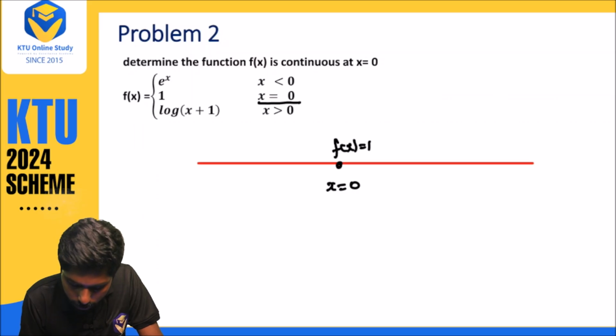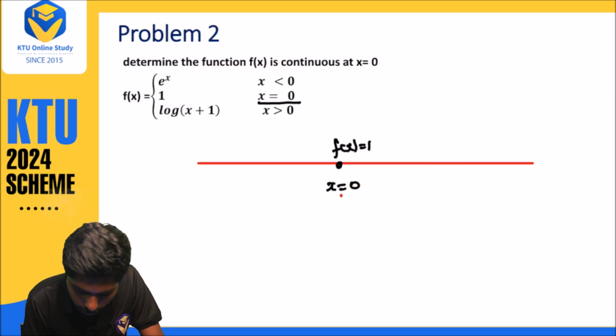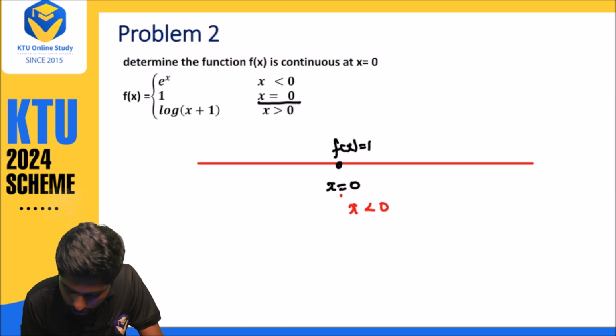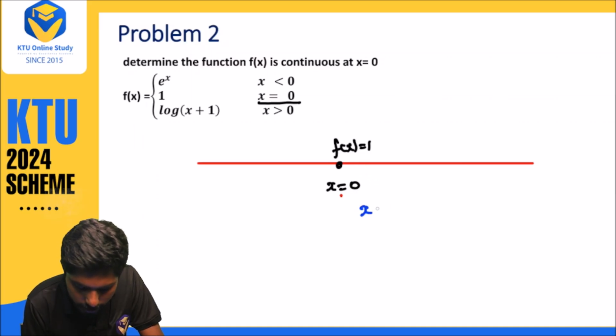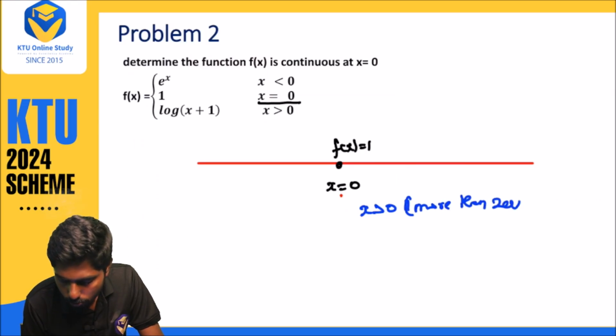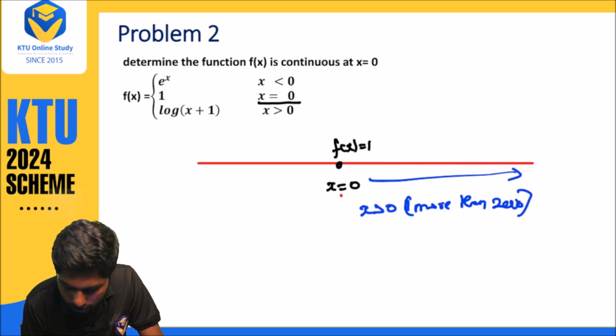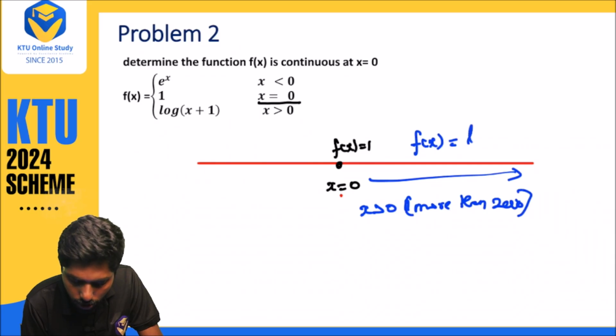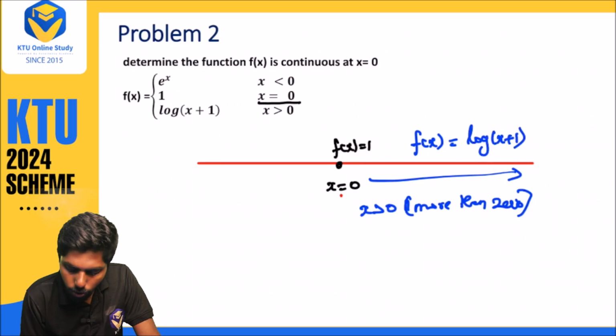From here, what have they given? From 0, when x is greater than 0, it is indicating this direction. When x is greater than 0, that is more than 0, in this direction, what is our f of x? Our f of x is equal to log x plus 1. So this is our more than 0.